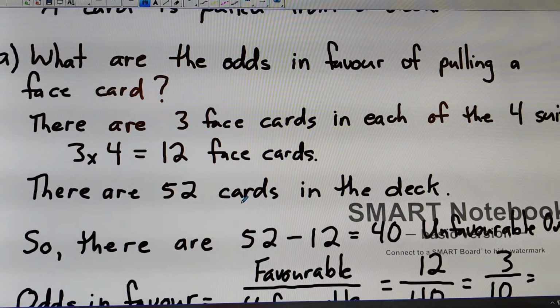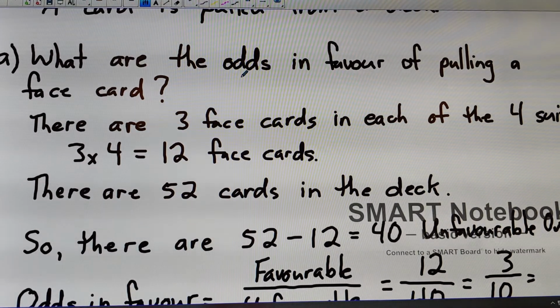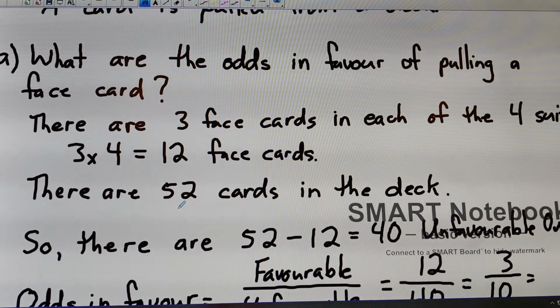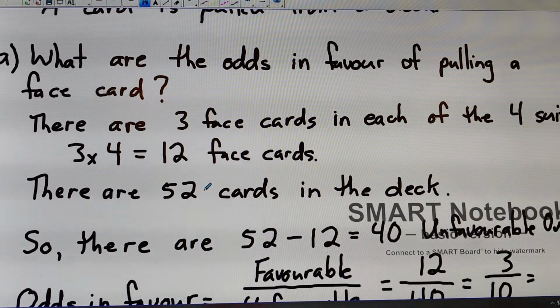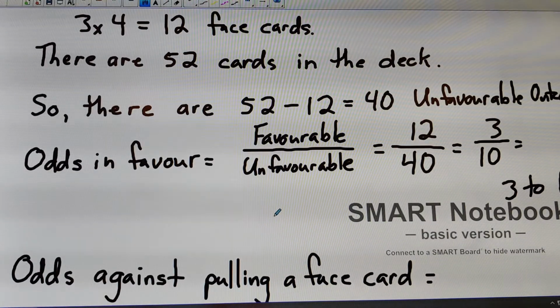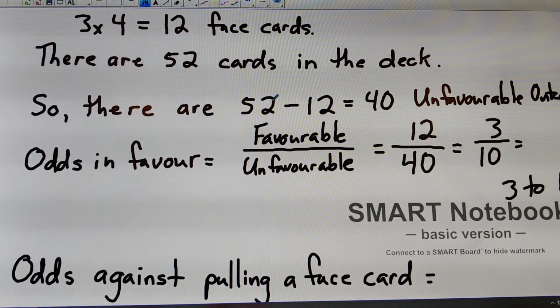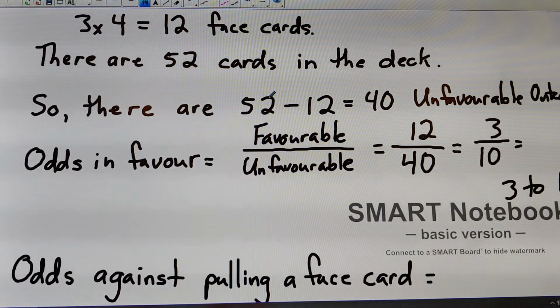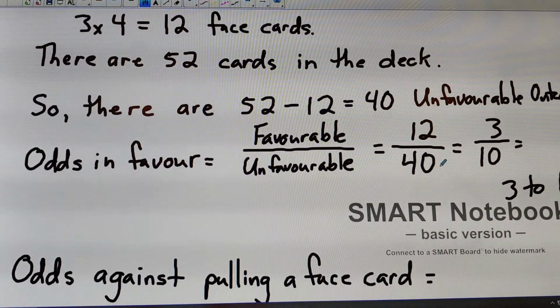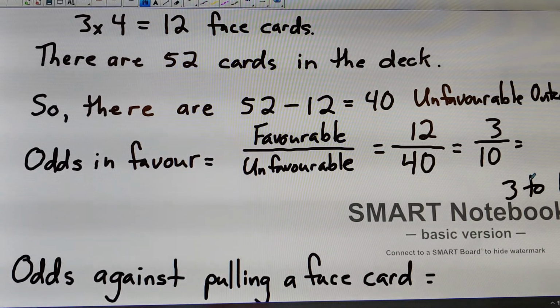So we want odds in favor of pulling a face card. So favorable outcomes are the 12, 52 total. So we need favorable over unfavorable. So favorable are 12, unfavorable, we have to remove the favorable outcomes from the total possible. So there are 40 unfavorable outcomes. So 12 over 40, reduce down 3 over 10, or 3 to 10.